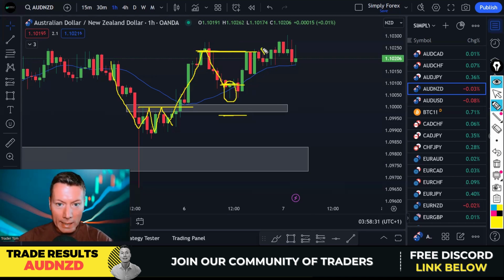So I've closed 80% of my trade back at the last highs, and now I've let 20% run. And I will just trail this stop according to price action.